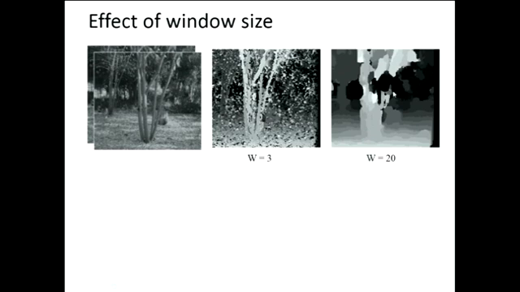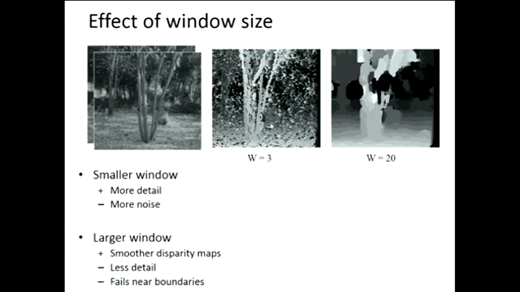And then also you can see that the trees are kind of widened beyond what they truly are, because the large window is falling off the tree. So that's the basic trade-off. If you have a smaller window, you get more detail but more noise. A larger window, you get smoother disparity maps, but less detail and it fails near the boundary. There's also a variety of tricks that you can do to modify your template matcher when you're near boundaries, to downweight pixels that are off the boundary.